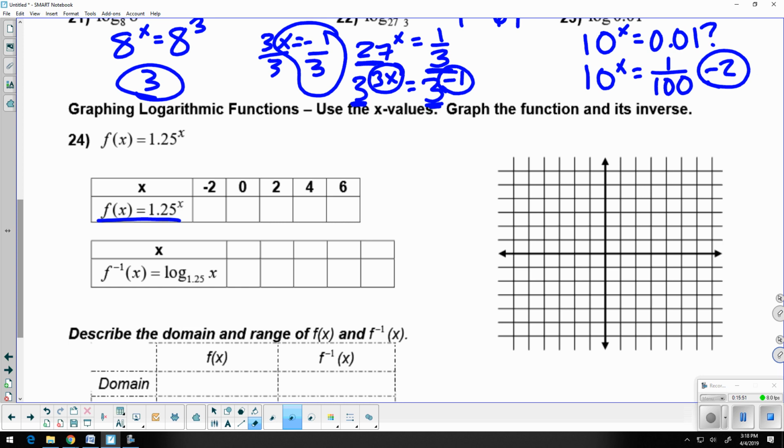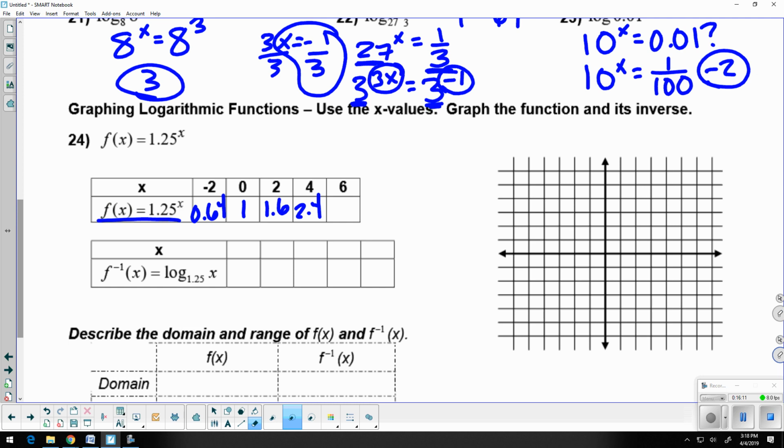Thankfully, I already did that for us. So when you plug in negative 2 for x, so 1.25 raised to the negative 2, it's about 0.64. 1.25 to the 0 is obviously just 1. And then 1.25 squared is about 1.6. 1.25 to the fourth is about 2.4.